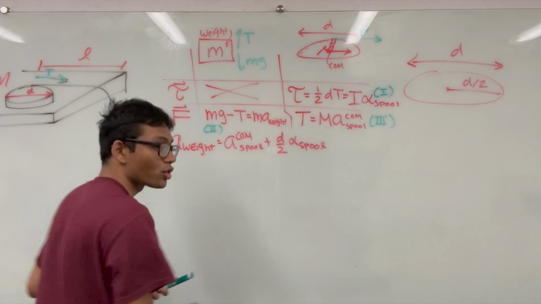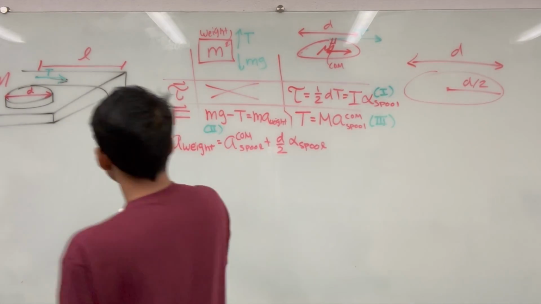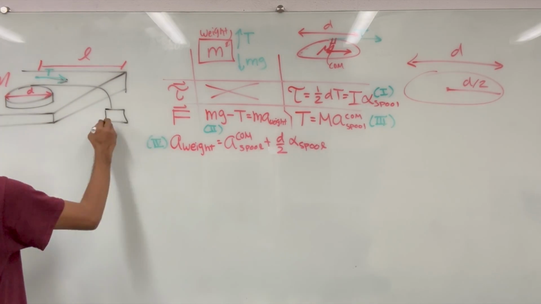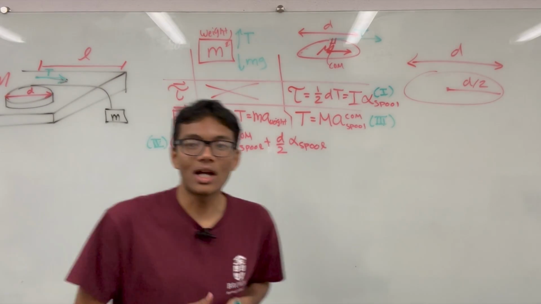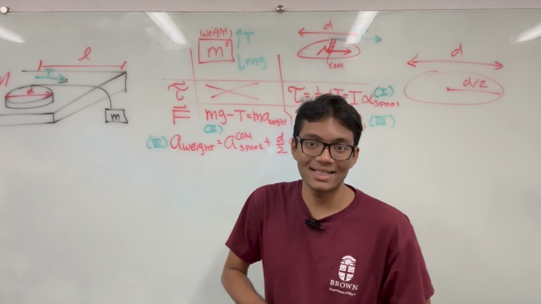Okay, remember, what is our goal? What are we trying to solve? We're trying to figure out the velocity. Oh, I guess I erased the lowercase m, the mass. We're trying to figure out the velocity of this small mass once this spool has traveled the distance L.